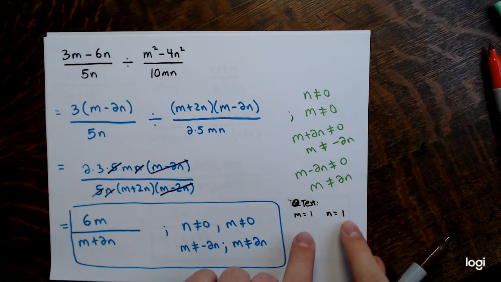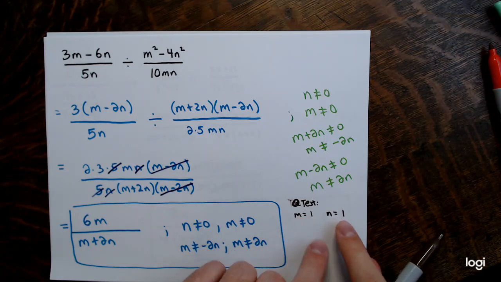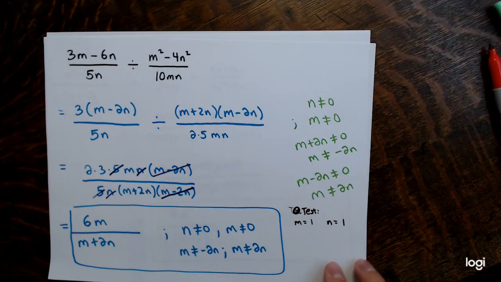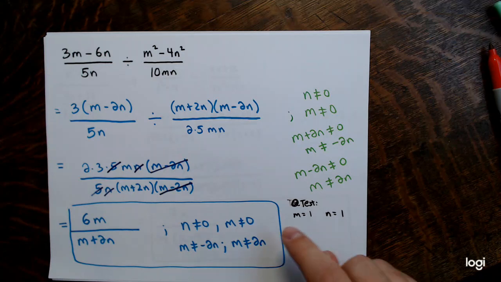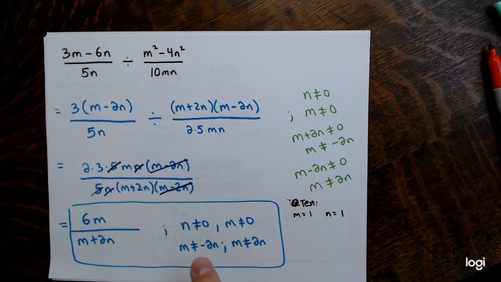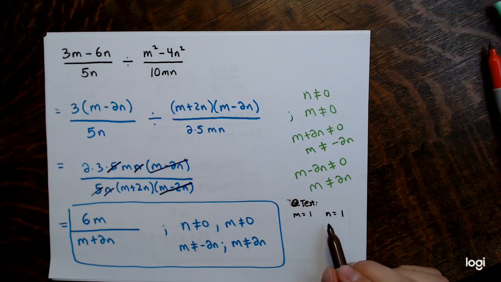This is a possible choice for m and n. And again, there's infinitely many you can do. I can do, let's say, n is 10 and m is 55. n is 3 and m is negative 7. You can do anything you want as long as these things aren't happening. All right, so let's see what happens.